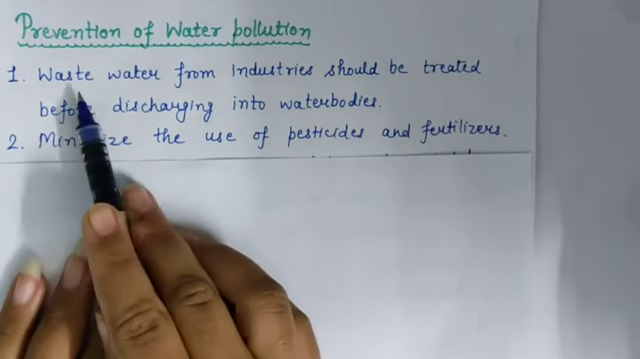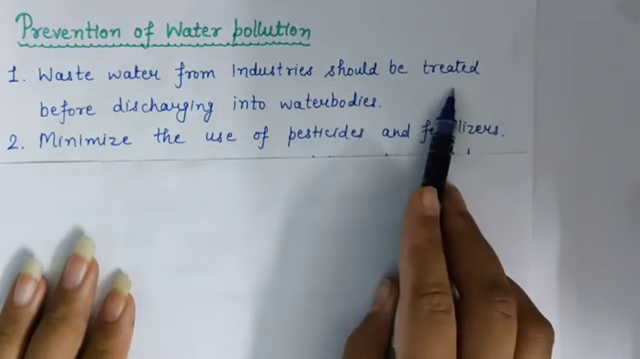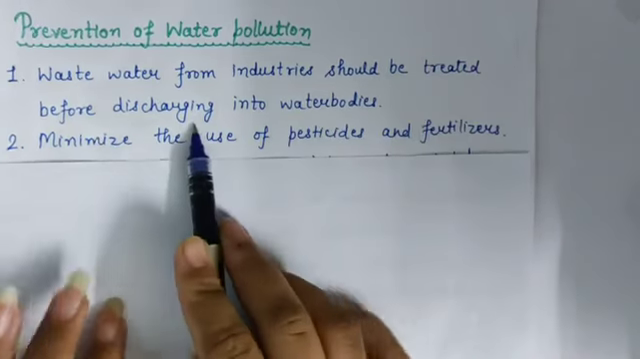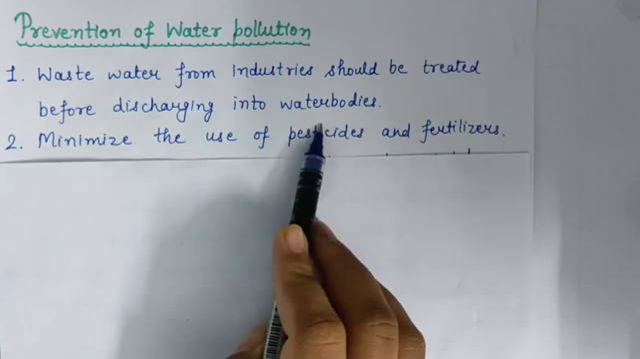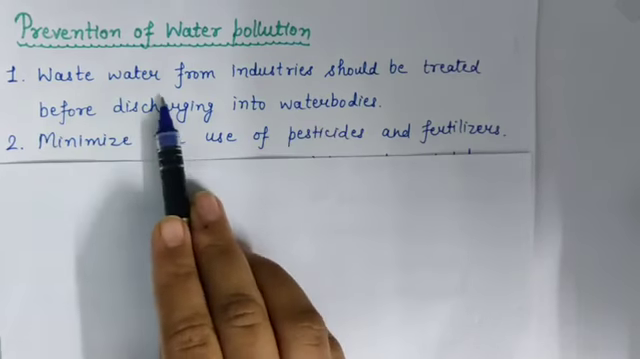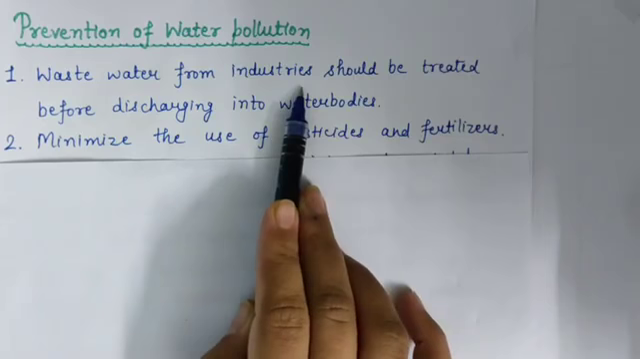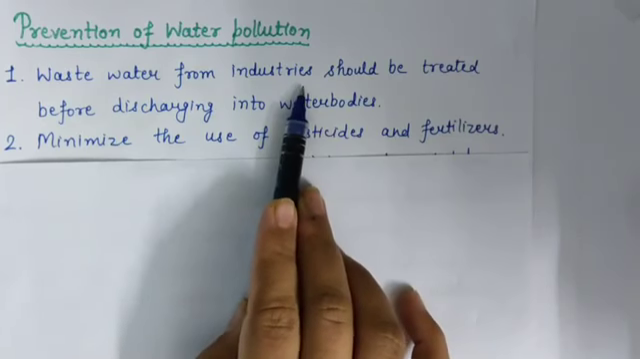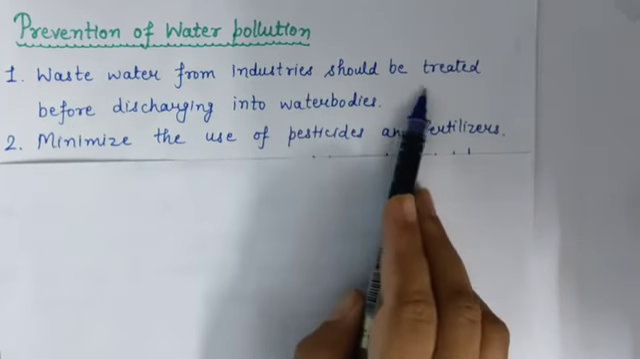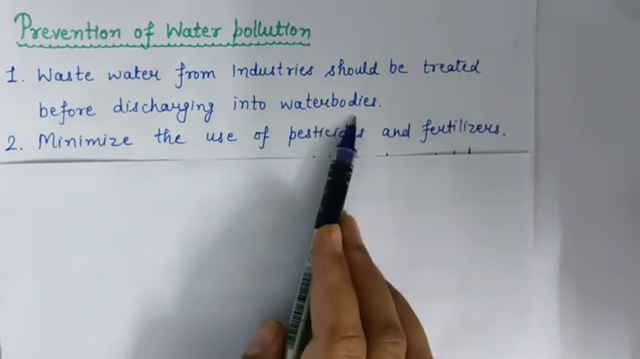First way, wastewater from industries should be treated before discharging into water bodies. Means, the wastewater coming from industries is a cause of water pollution. Okay, it is a major source of water pollution. So, it should be treated before discharging into water bodies.